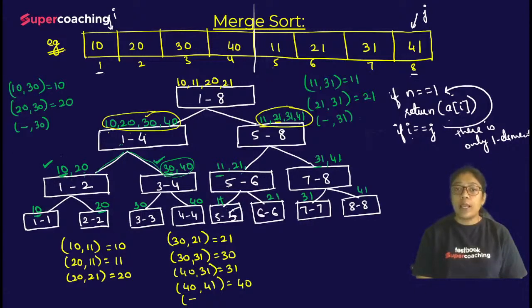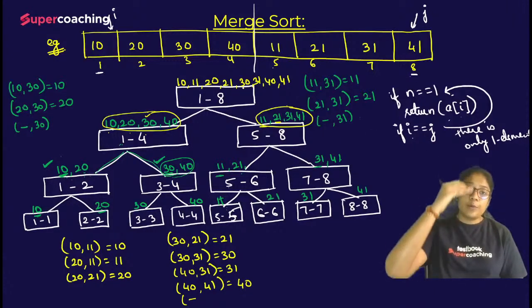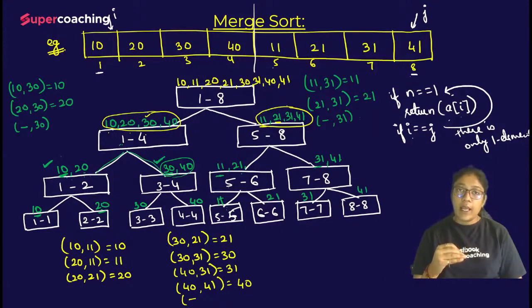So we have got the elements in sorted order: 21, then we got 30, 31, 40 and 41. Ultimately, this is how merge sort is going to work, and at the end, we are getting the sorted order. Make sense? So in the top down approach we divided the problem, and in the bottom up approach we are finding the solutions, we are returning the solutions of the sub problems, and ultimately we are returning the solution of the original problem. Make sense?